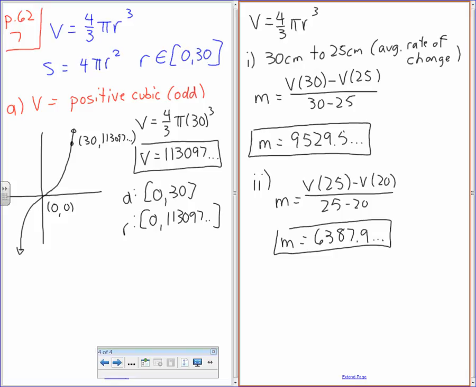Are we okay on what happened before I keep moving here? So this is just average rate of change. So a lot of blank faces. I don't know if it's because it's the end of the day.